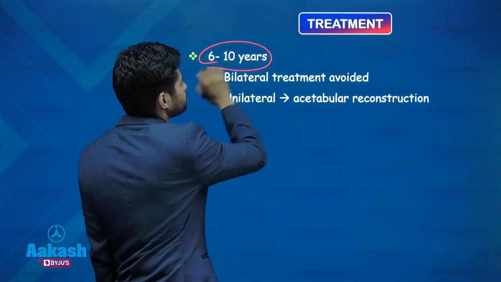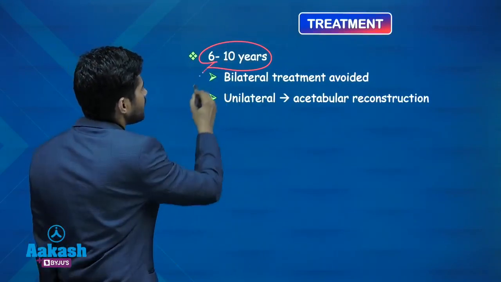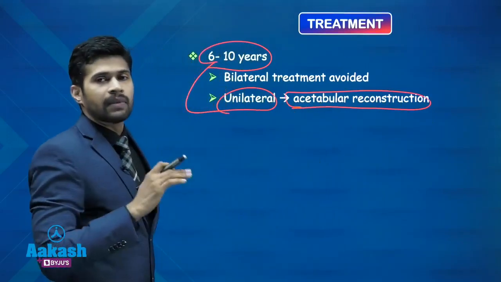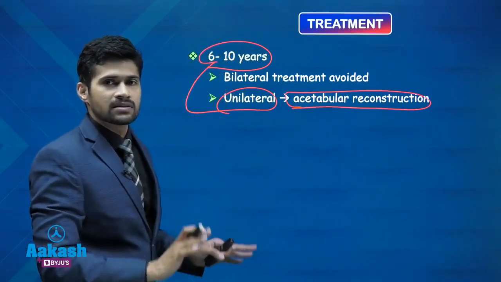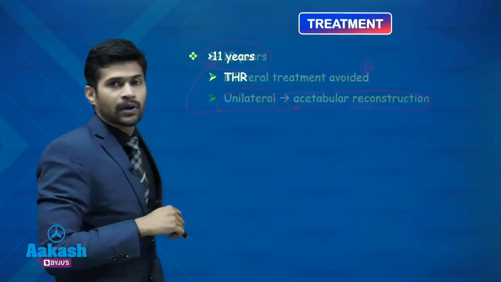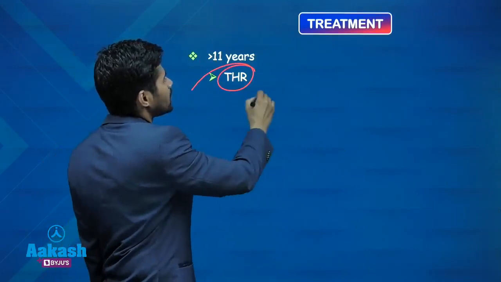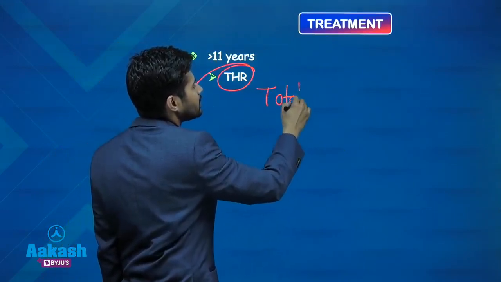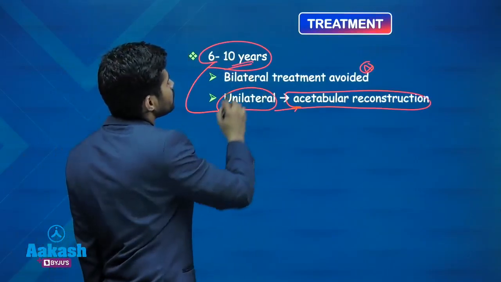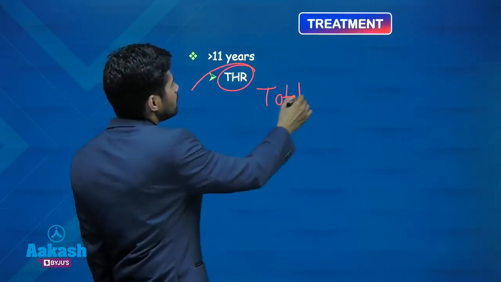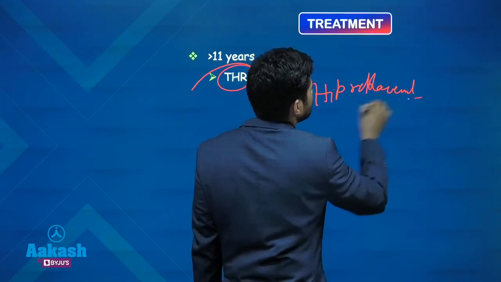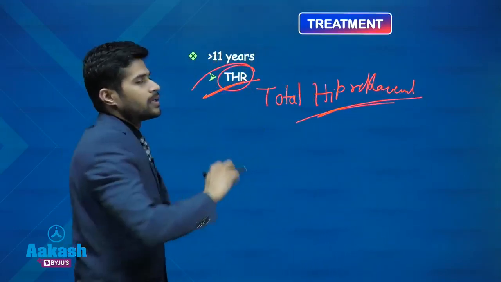In 6 to 10 years, for unilateral cases you again go for acetabulum reconstruction. Okay, in bilateral cases, you just avoid any treatment in this age group. You don't go for any treatment. Why? Because later on you go for total hip replacement. There is no benefit of doing a procedure in bilateral cases at this age. So you wait for some time and you do a total hip replacement. Right, so that is the treatment in more than 11 years.